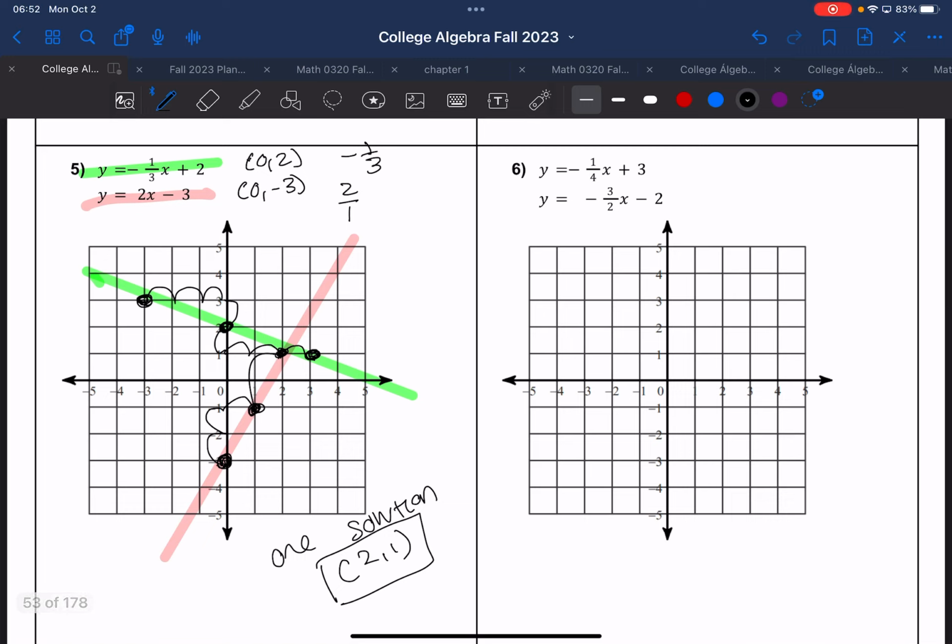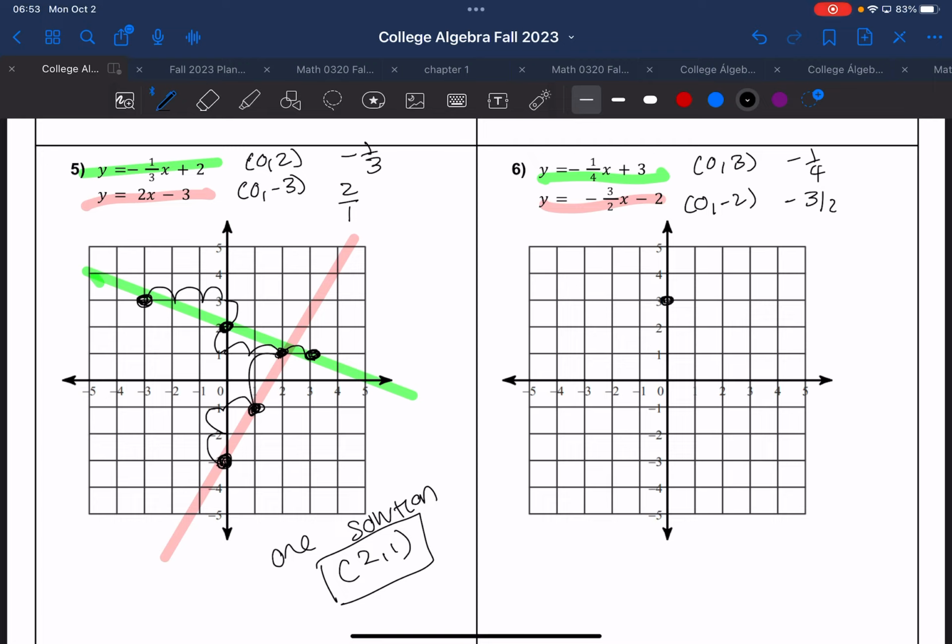Okay, let's go ahead and look at number 6. So right here, looking at both equations, what is our y-intercept for the first one? 0, 3. What about the slope? Negative 1 over 4. Good. Y-intercept for the second one? 0, negative 2. And then the slope? Negative 3 over 2. And then we start plotting that information.